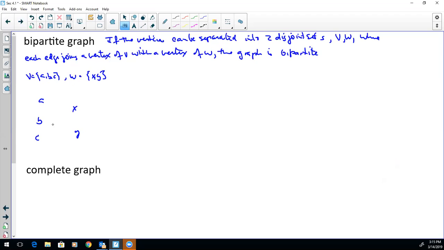Okay. So I'll have an edge between A and X. Let's have an edge between B and X, an edge between B and Y, one between C and X, and one between C and Y. Okay. So our edge set will be AX, BX, BY, CX, CY. Okay, this is a bipartite graph here. You can generally arrange them to where they look something like what I've got drawn here.